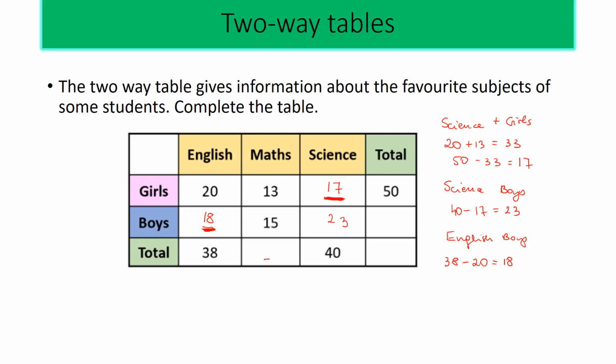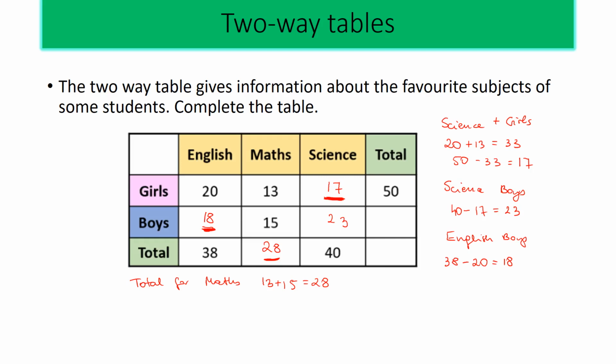Now this total is very easy to work out. So this is total for maths. The total for maths, we just need to add how many boys and how many girls like maths. So that is 13 plus 15, which is 28. And now we've got two totals missing.